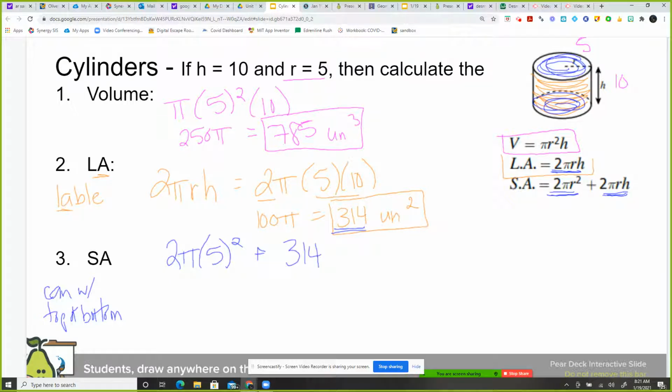So I'm just going to substitute that in, right? That lateral area we already solved for up here. So I can just plug in that 314. So if I do 2 times 25, this is going to be 50 pi plus 314. Did you get 471?